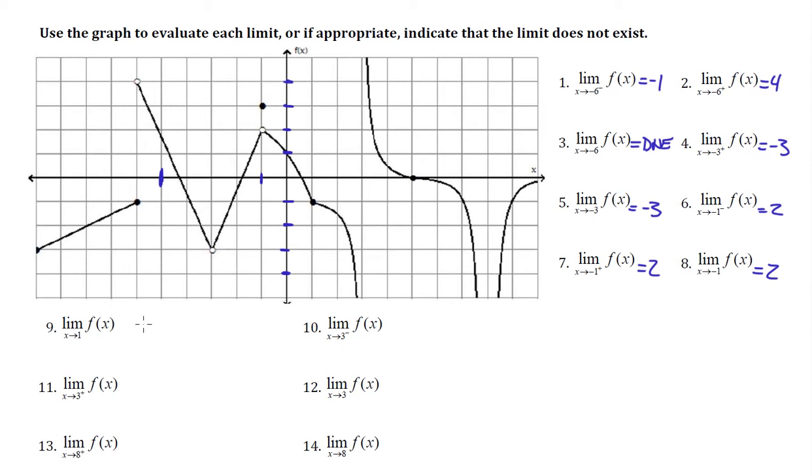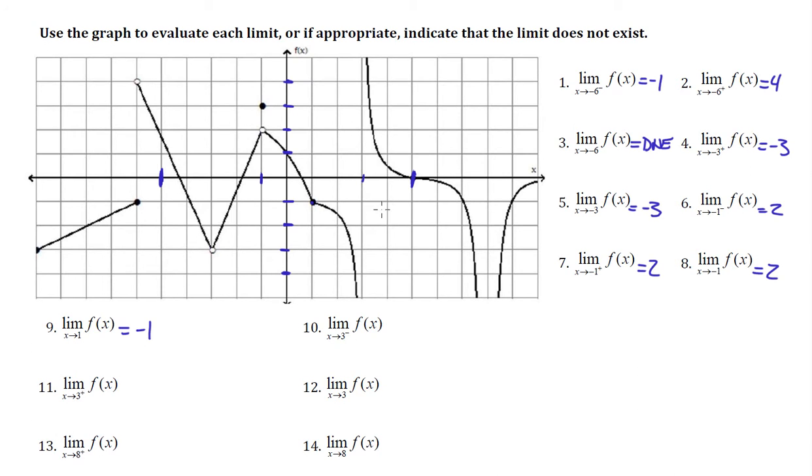Number 9, the limit as x approaches 1. So here is the value 1. So from both the negative side, it's approaching negative 1, and from the positive side, it's approaching negative 1. So this value here will simply be negative 1. Okay. 10, the limit as x approaches 3. 1, 2, 3. That's 3 right here. Here's the value of 5.